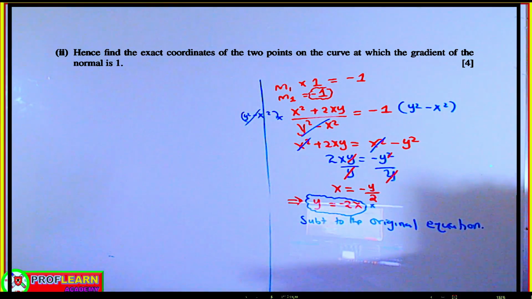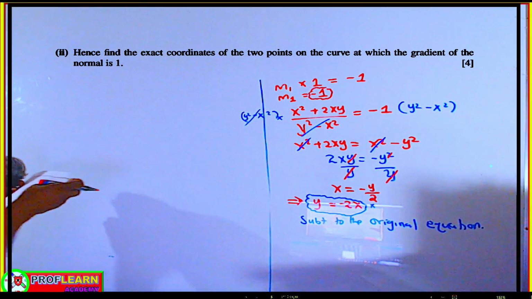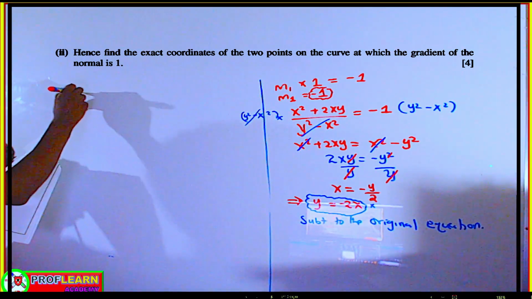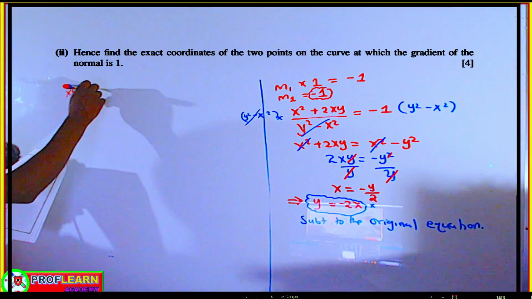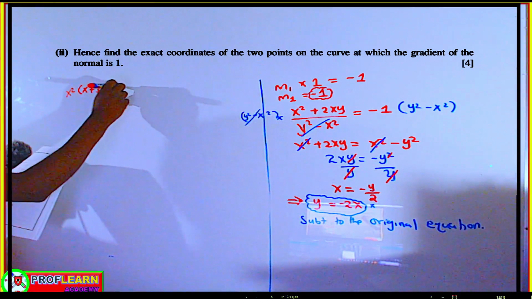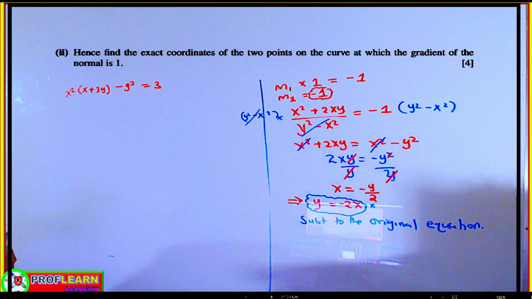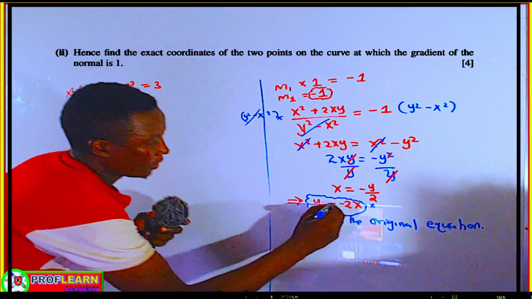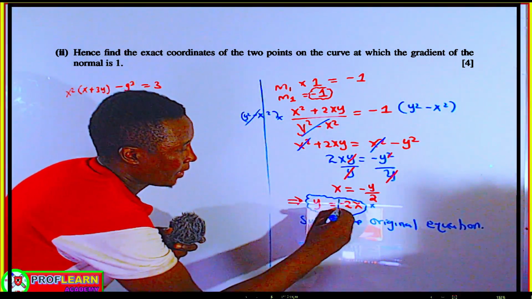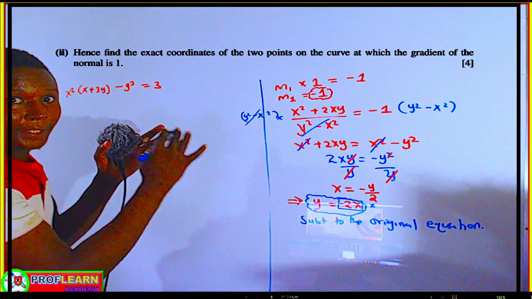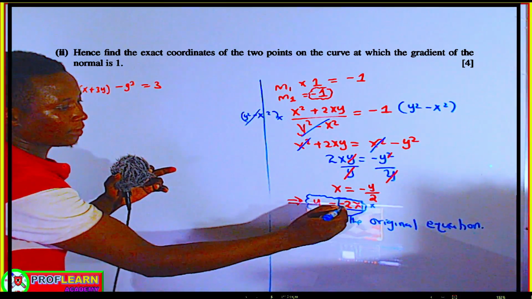Now, remember the original equation that we were given. Let me just write the original equation: x squared into (x plus 3y) minus y cubed equals 3. This was the original equation that we were given, but we have now said our y is going to be -2x. So anywhere we have y, we're going to substitute this.